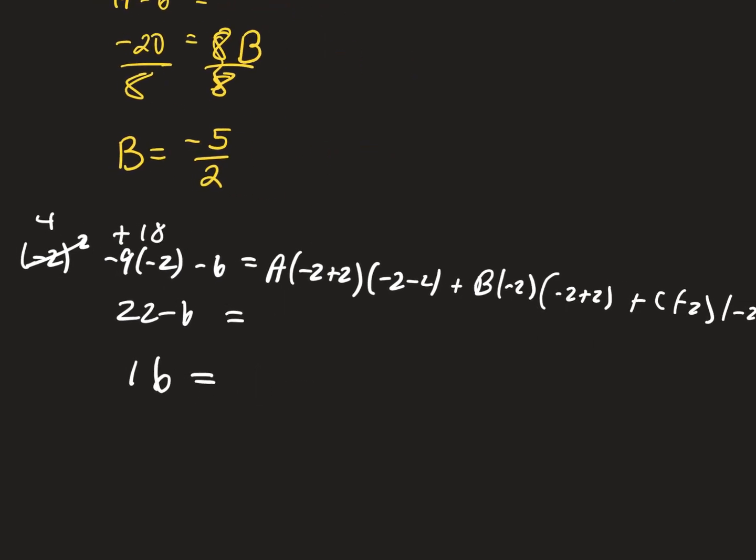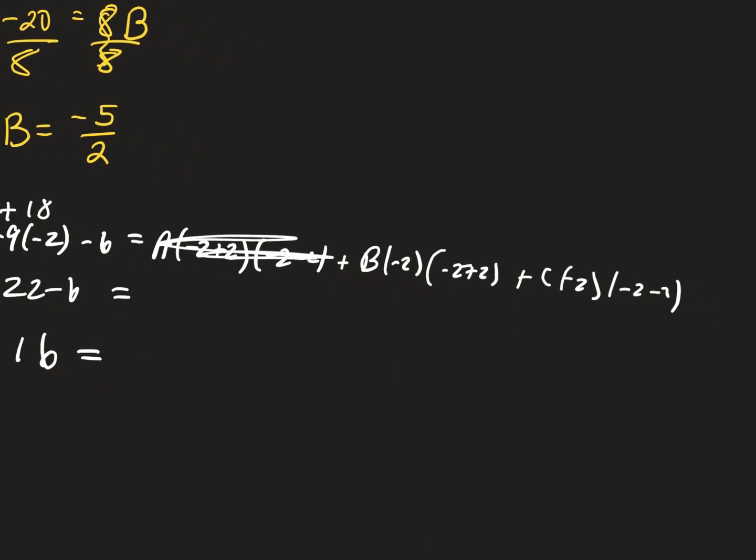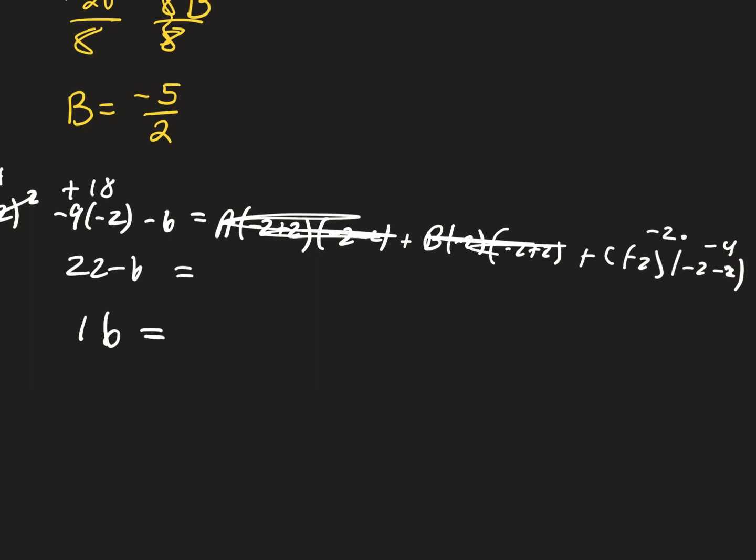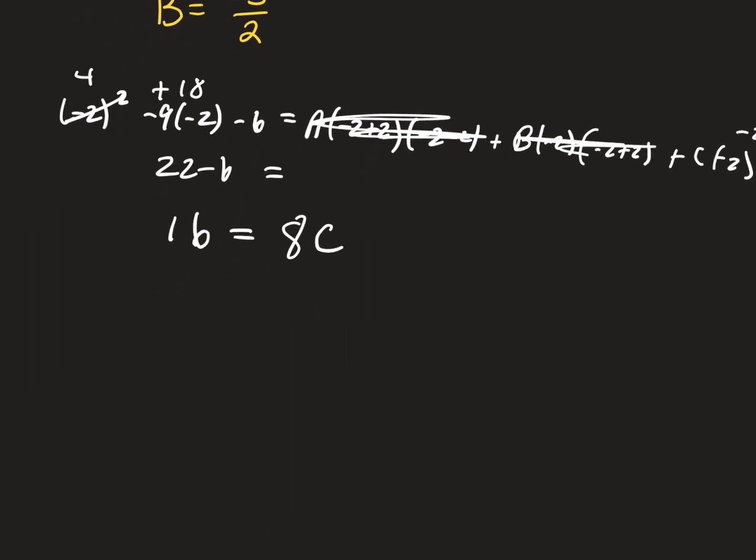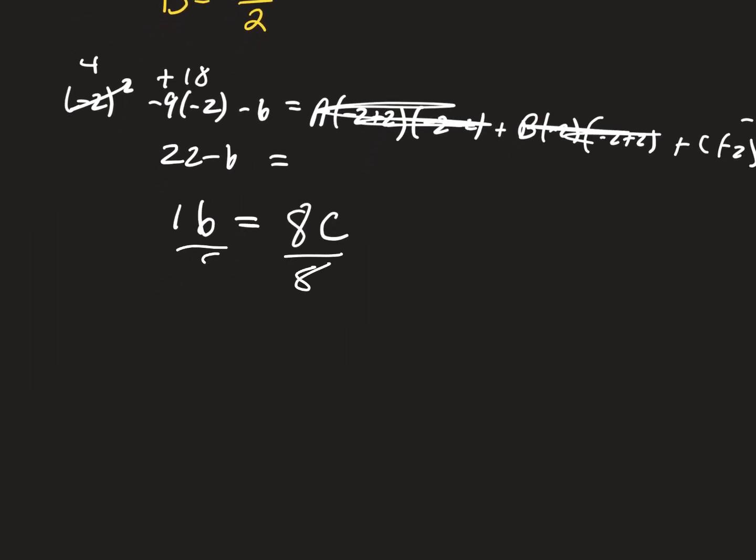All right, what happens to A, guys? Cancels out. What happens to B, guys? Cancels out. So here I have negative 2 minus 2 is negative 4, right? Times negative 2 gives me what? 8. 8C. Divide both sides by 8, and C equals 2.